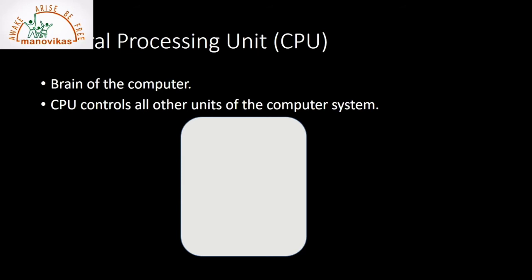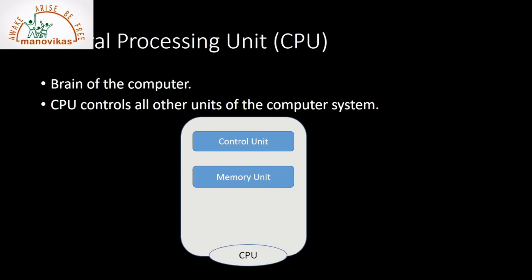CPU is made up of three parts: a control unit. This unit is responsible to control every part of the computer. The memory unit is responsible to store information inside the CPU. And an arithmetic logic unit does mathematical calculations like addition, subtraction, multiplication, division. They also compare values.